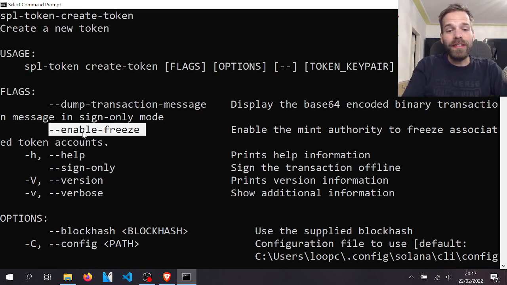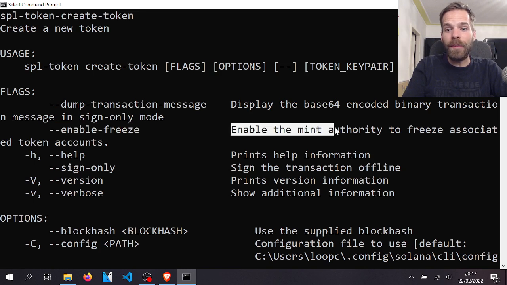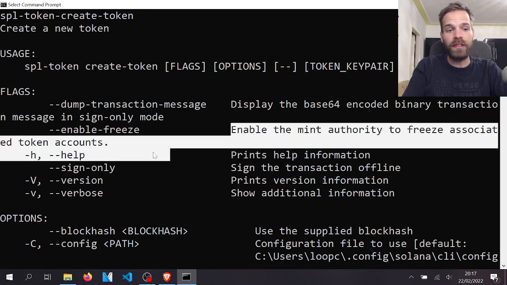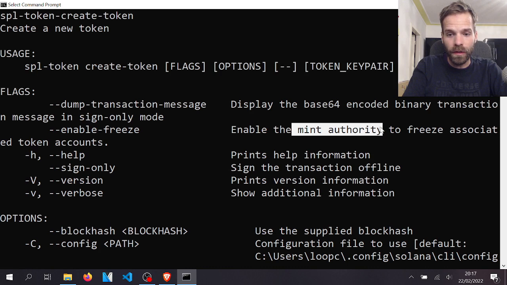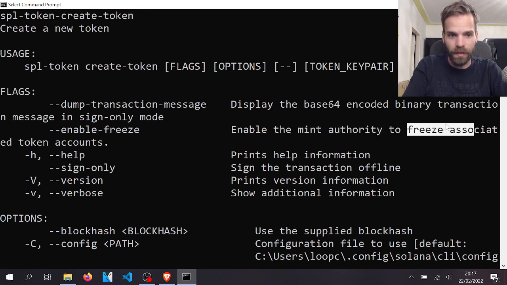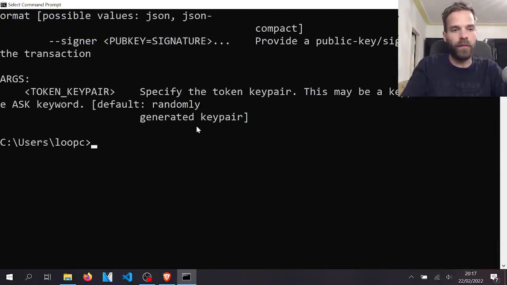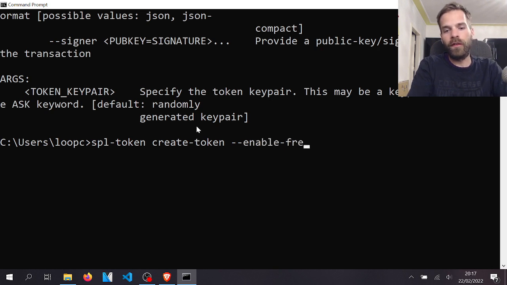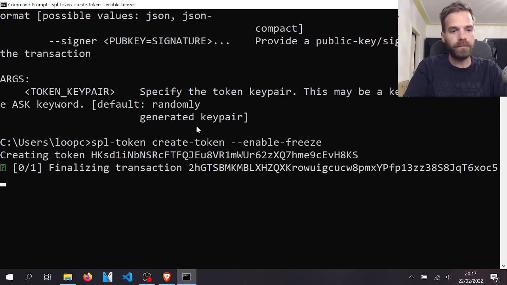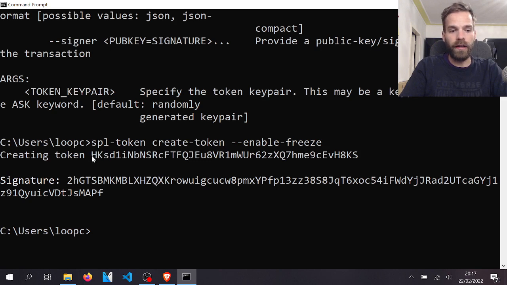And with this enable freeze, we can enable the mint authority to freeze associated token accounts. Okay, so the mint authority will also be the freeze authority then. Okay, well that's helping. That's useful information. So you can say SBL token create token with enable freeze. Okay, we've got this token now.